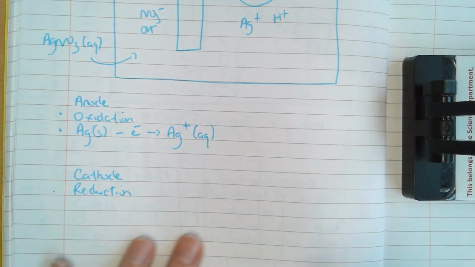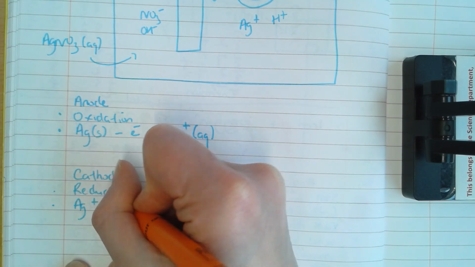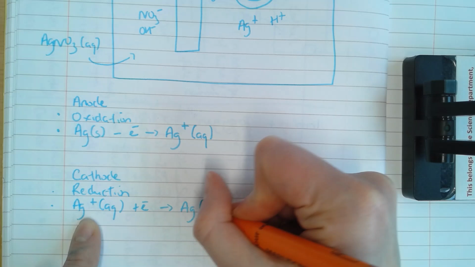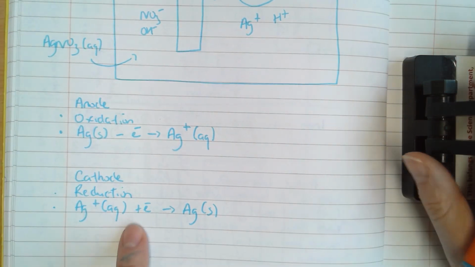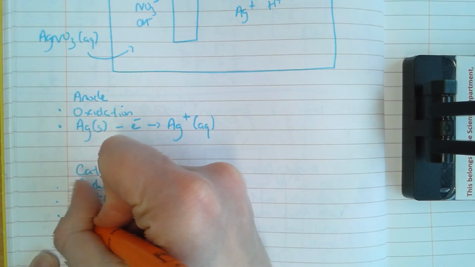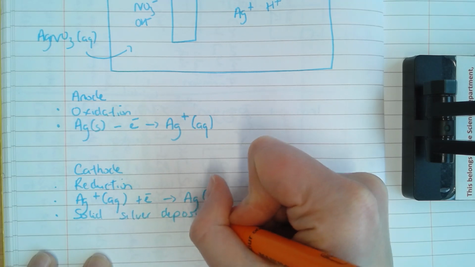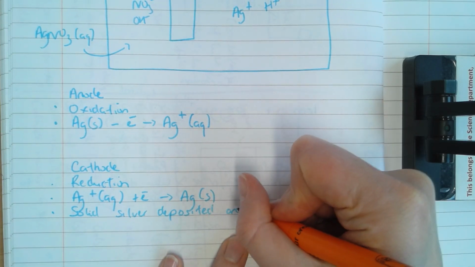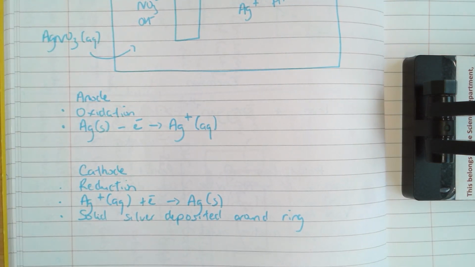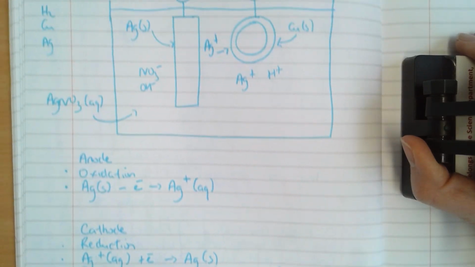So if I want to form silver, I'm going to have my Ag+, my silver ions, which are aqueous. They've lost an electron, they gain their electron back, and it forms Ag. And what this will look like, if you see by my state symbols, they're not ions anymore, it's becoming solid. And you are going to get solid silver deposited around the copper ring, which is exactly what we want. We want to improve the appearance of our copper ring by depositing this solid silver.